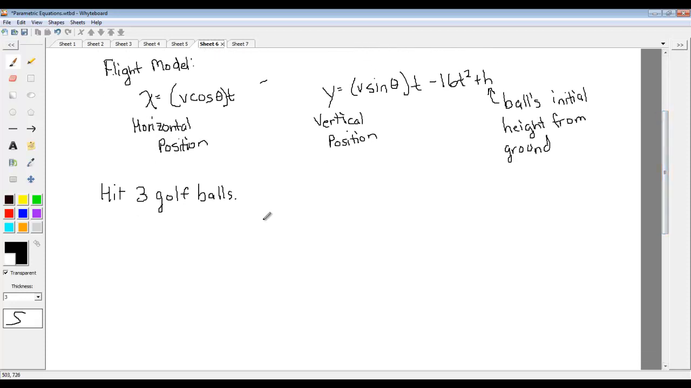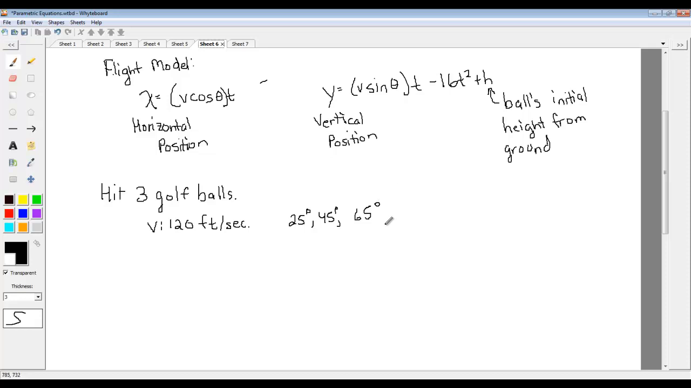All right, we hit 3 golf balls. It's going to be our situation. We're going to have velocity of 120 feet per second. One of them is going to be hit at an angle of 25 degrees, one's going to be hit at an angle of 45 degrees, and one's going to be hit at an angle of 65 degrees.